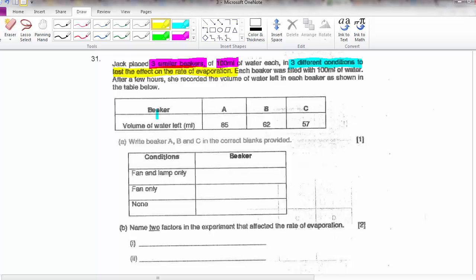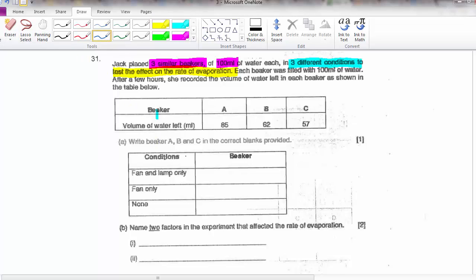Okay, so this is the table that she records down. So I have beaker A, volume of water. This is after a few hours. Okay, so volume of water after a few hours, 85. For B is 62, C is 57. So we need to write beaker A, B, C in the correct blanks below. So let's take a look.